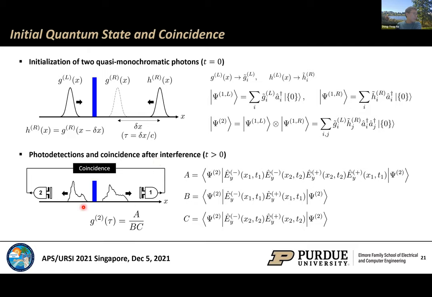And then after interference, we have some scattered photon field, and we take the photodetections at both outputs, one and two, then calculate the coincidence or G2 correlation with respect to this time mismatch or time difference. It's defined again as A over BC, where A, B, C are defined over here. A basically tells the coincidence between these two photodetections with respect to this initial quantum state. B and C are just the normalization constants. And again, we have used the numerical eigenmodes for this electric field operator. And then we did some lengthy algebra to calculate A, B, C.